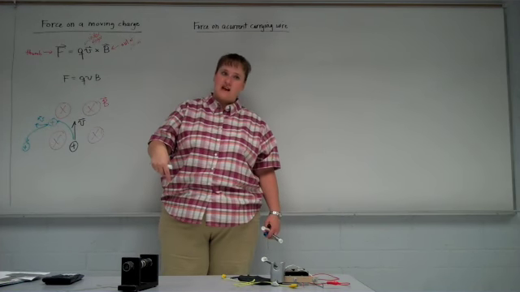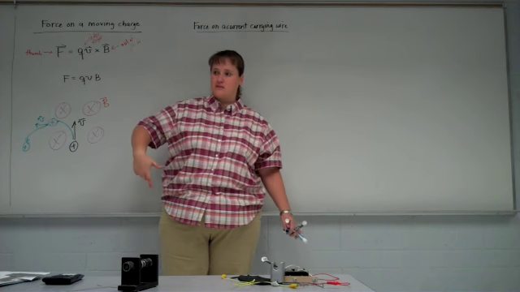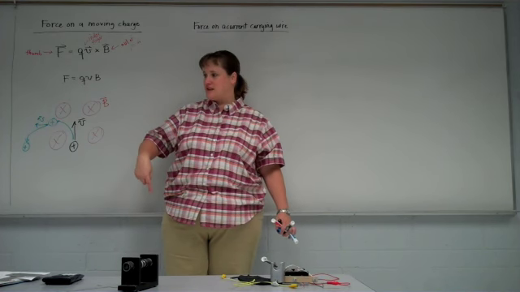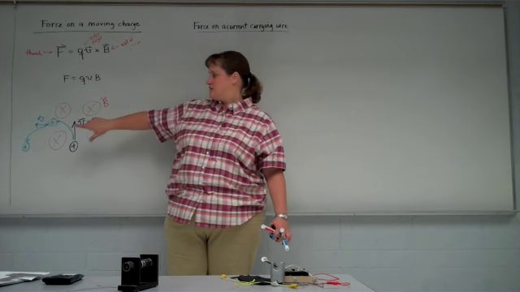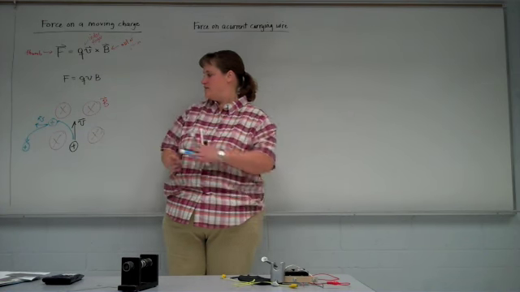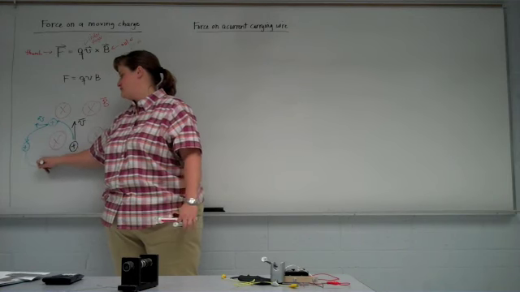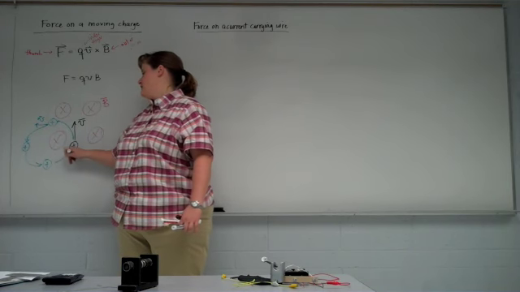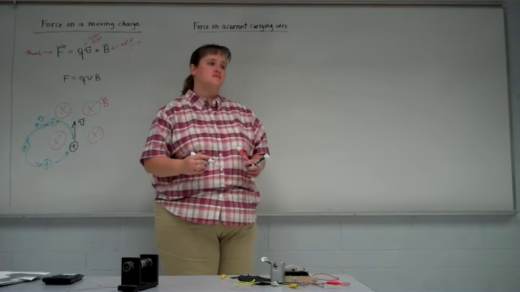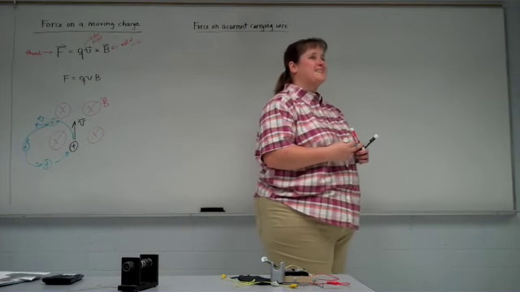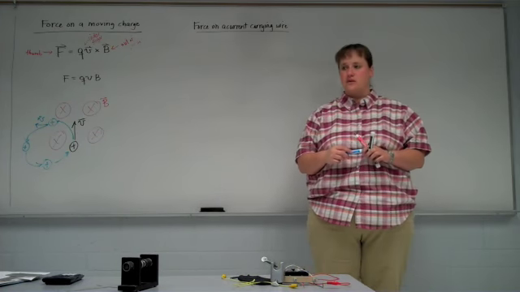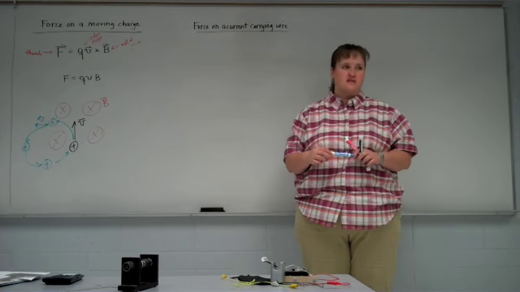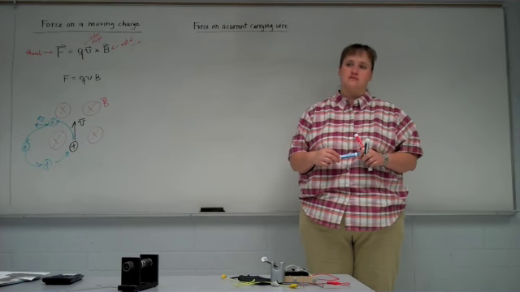But now its velocity is downwards. The magnetic field's into the board. So velocity down, magnetic field into the board, the force is to the right. The net result: the magnetic force on a charge is a centripetal force. It causes the charge to move in a circle.